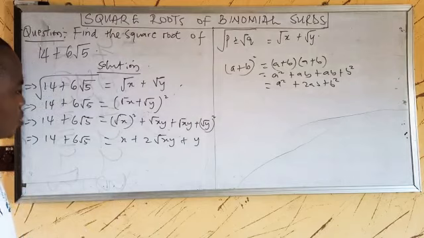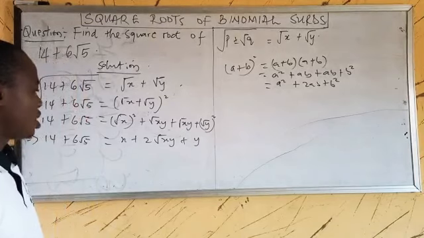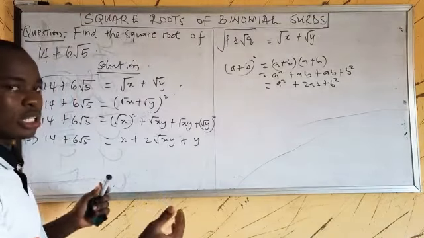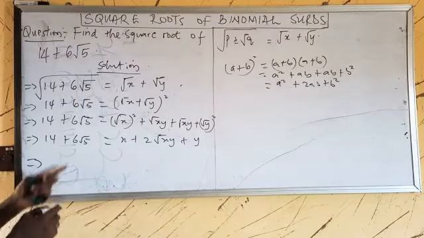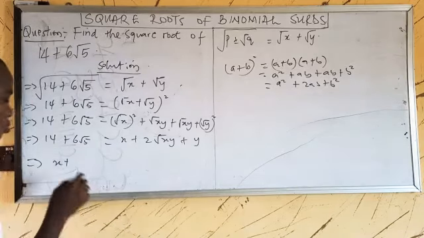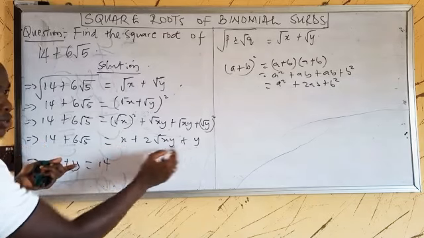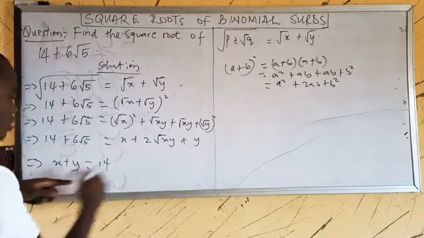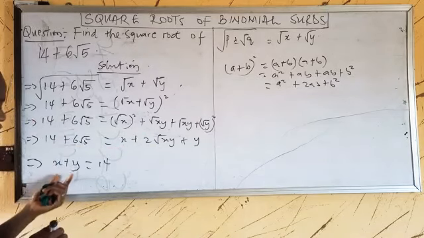The next thing to do here is to use the concept of equality of surds. How do we do that? We equate the expression without square roots and the ones with square roots. From here, x plus y equals 14, because x doesn't have a square root, y doesn't have a square root, but this one is attached to a square root. If you look at this side also, only 14 is not having a square root. So we have x plus y equals 14.